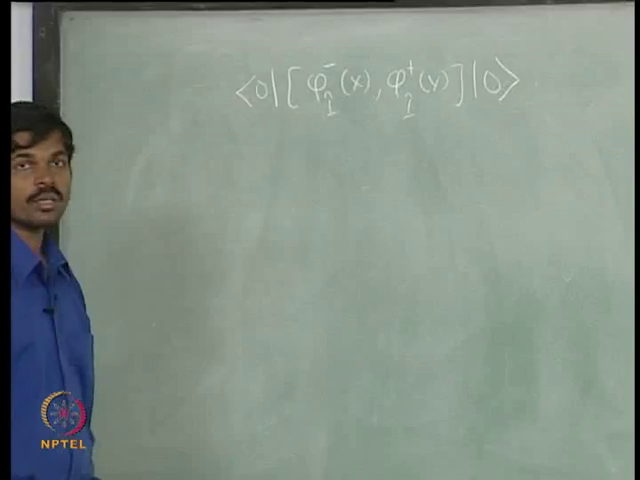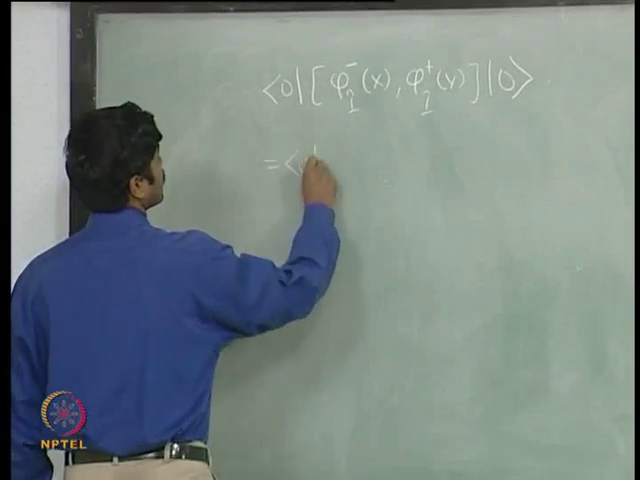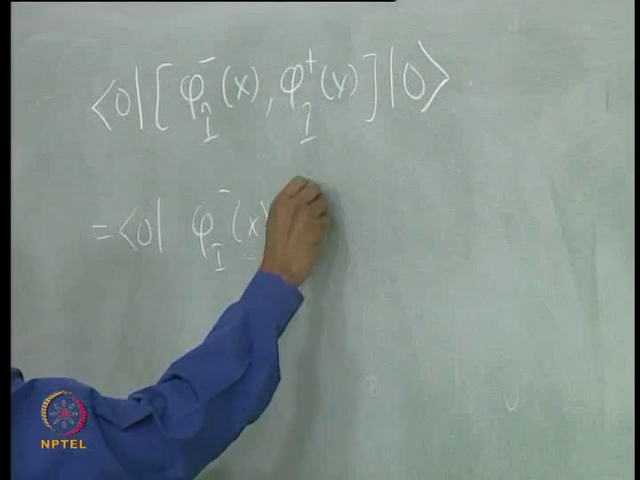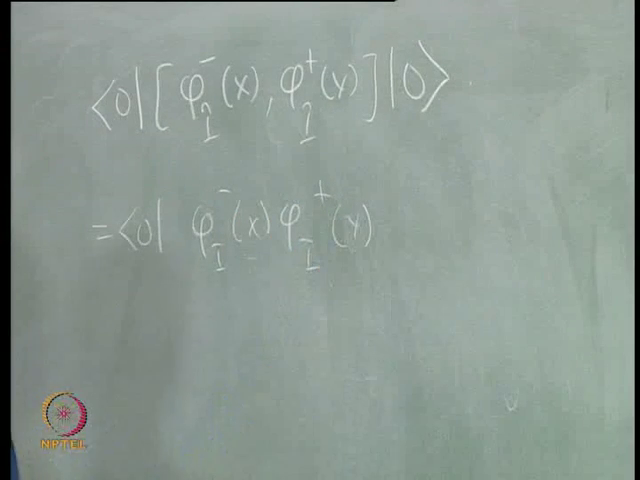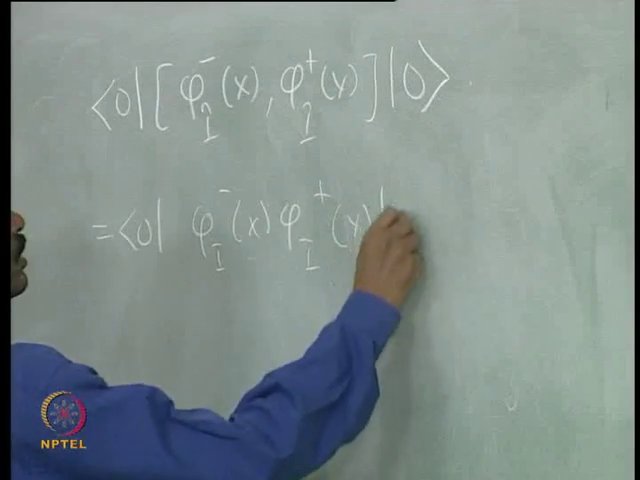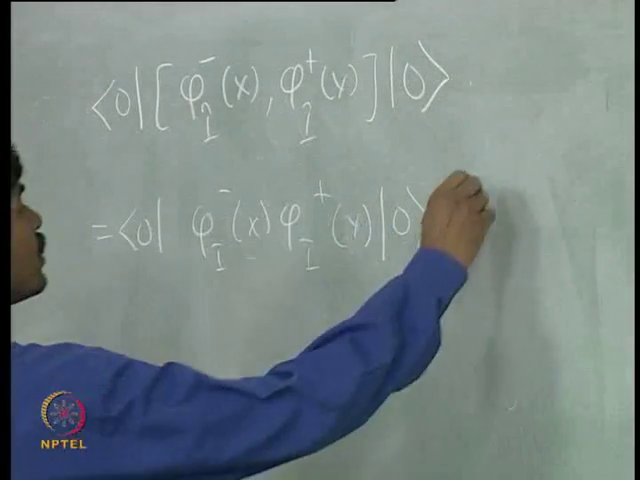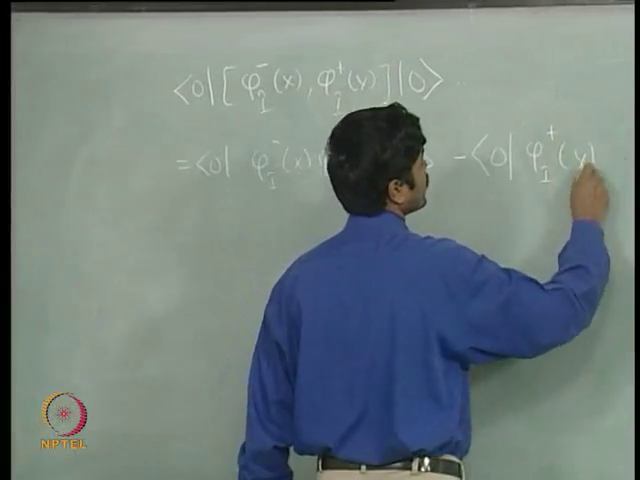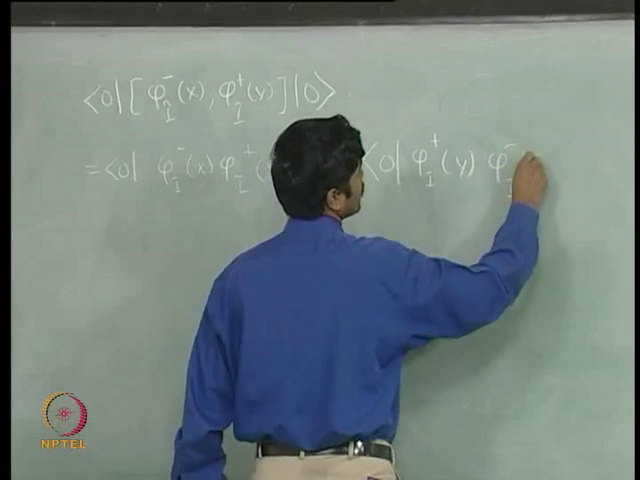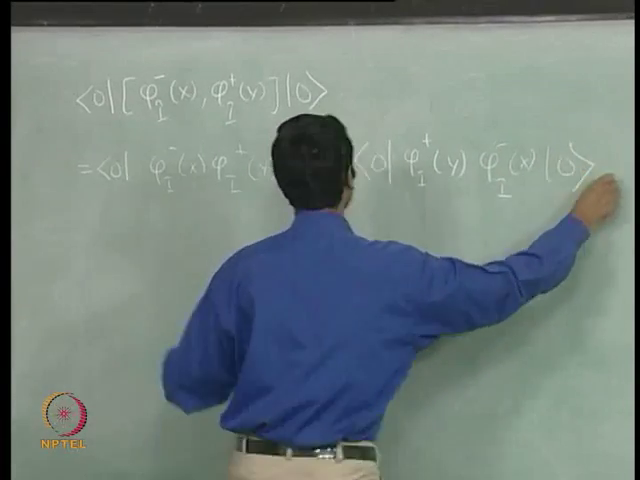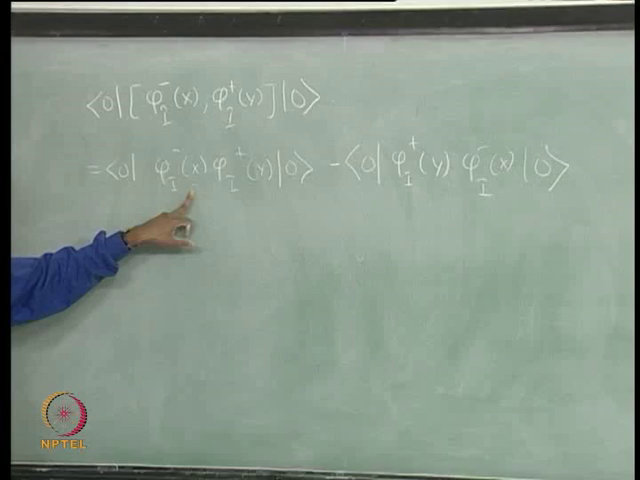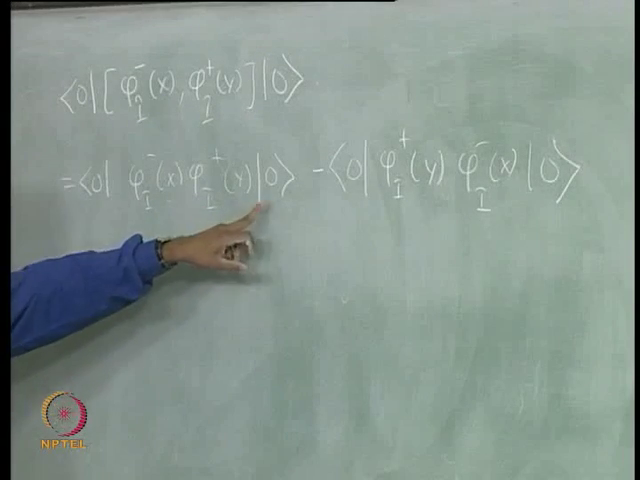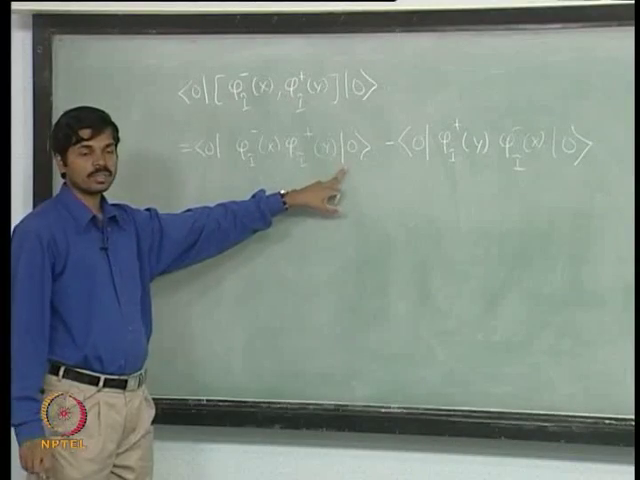This will give me two terms: phi I minus x phi I plus y, minus phi I plus y phi I minus x. However, the first of these two terms is 0, because this involves only annihilation operators, it acts on the vacuum. So, this will give me 0 trivially.